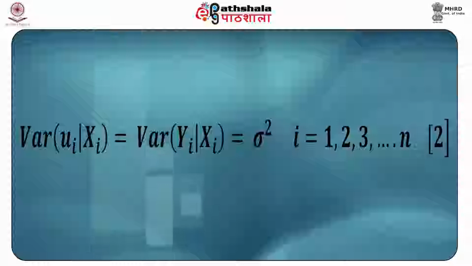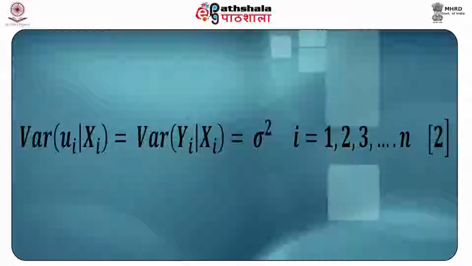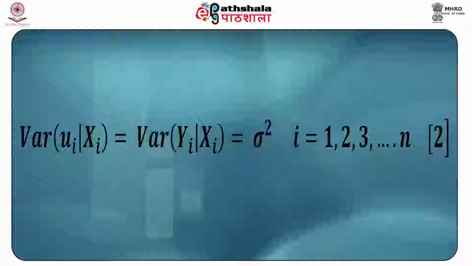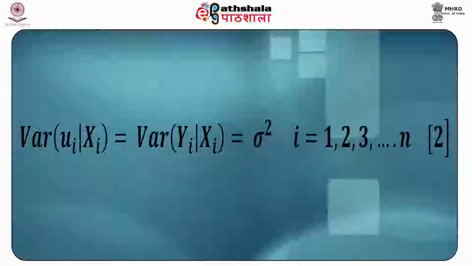Symbolically, homoscedasticity implies that variance of mu i given xi is equal to variance of yi given xi is equal to sigma square, where i is equal to 1, 2, 3 to n. This is our second equation. This equation 2 reflects the dispersion of error terms around their mean 0. It is also a measure of dispersion of the data values of the dependent variable around the linear regression line beta 1 plus beta 2 xi. The constant value sigma square implies that this dispersion is same for all observations on x.